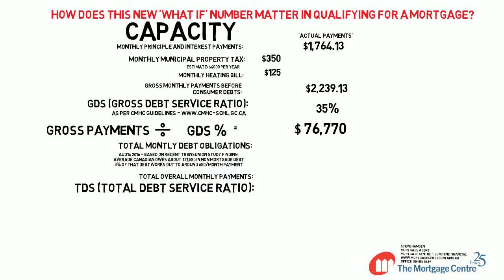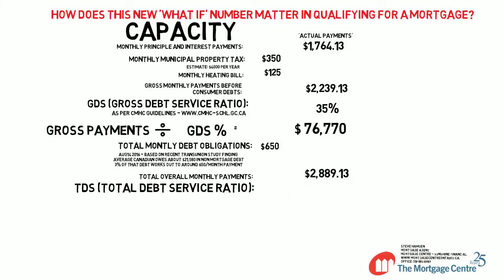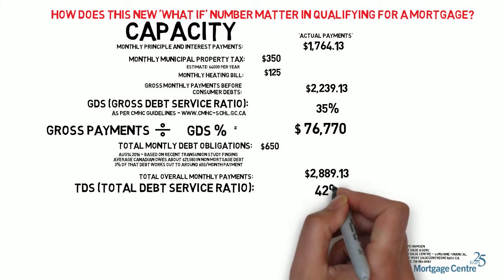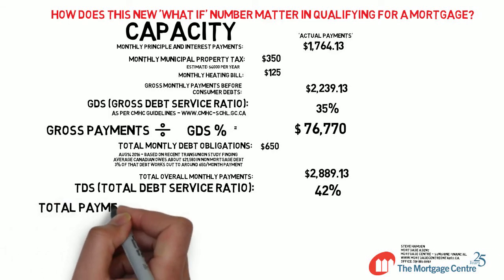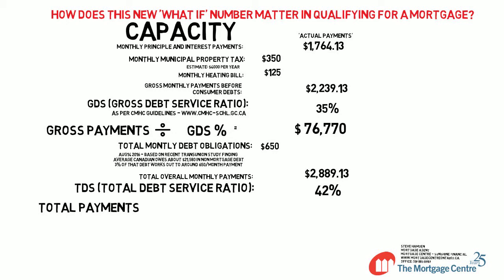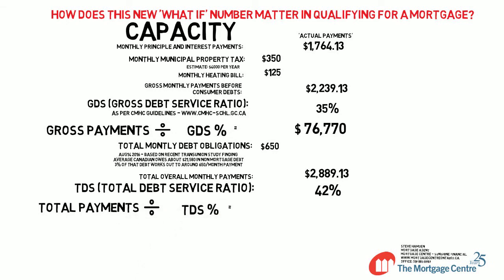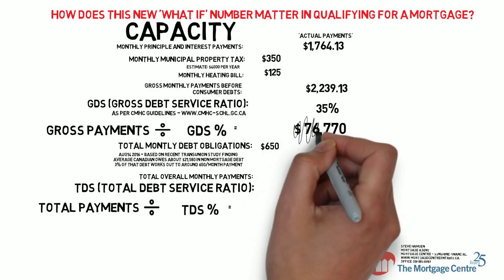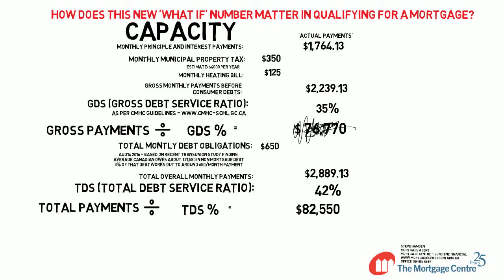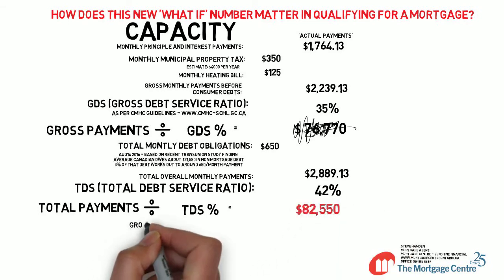However, in Canada, the average debt is about $21,000, so we would need to add $650 arbitrarily to that amount to come up with $2,889.13 of total monthly payments. The TDS number we use is 42%, so we take our total payments and divide it by the TDS of 42%, which is on the guidelines, which would give us the $82,550 under the old method for income required to make a $400,000 purchase.